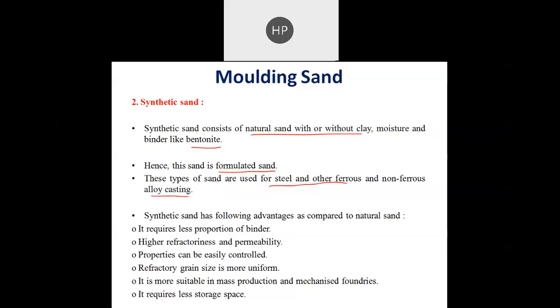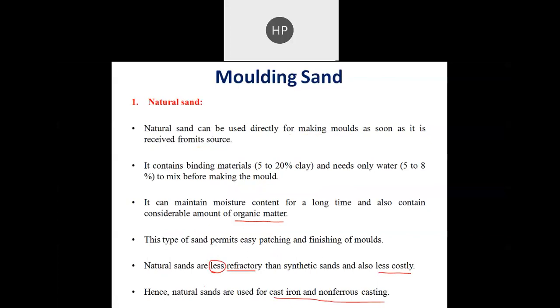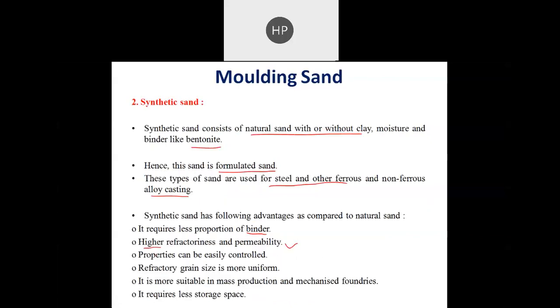So what are the advantages? First, it requires a smaller proportion of binders. It requires less binder because it is a processed sand, and in that one we have some clay and other binder like bentonite which is already available. It also has high refractoriness and permeability. Here the refractoriness is higher, while in natural sand we have seen that the refractoriness is less.